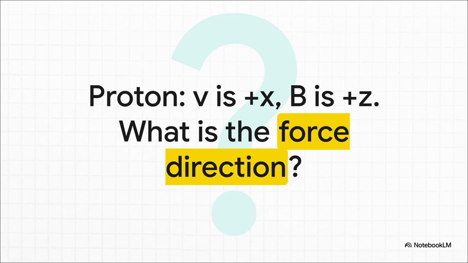Okay, let's put this into practice. Ready? First question. You've got a proton. It's moving along the positive x-axis. It enters a B field that's pointing along the positive z-axis. So, what's the direction of the magnetic force? Go on, use your right-hand rule. I'll give you a second.